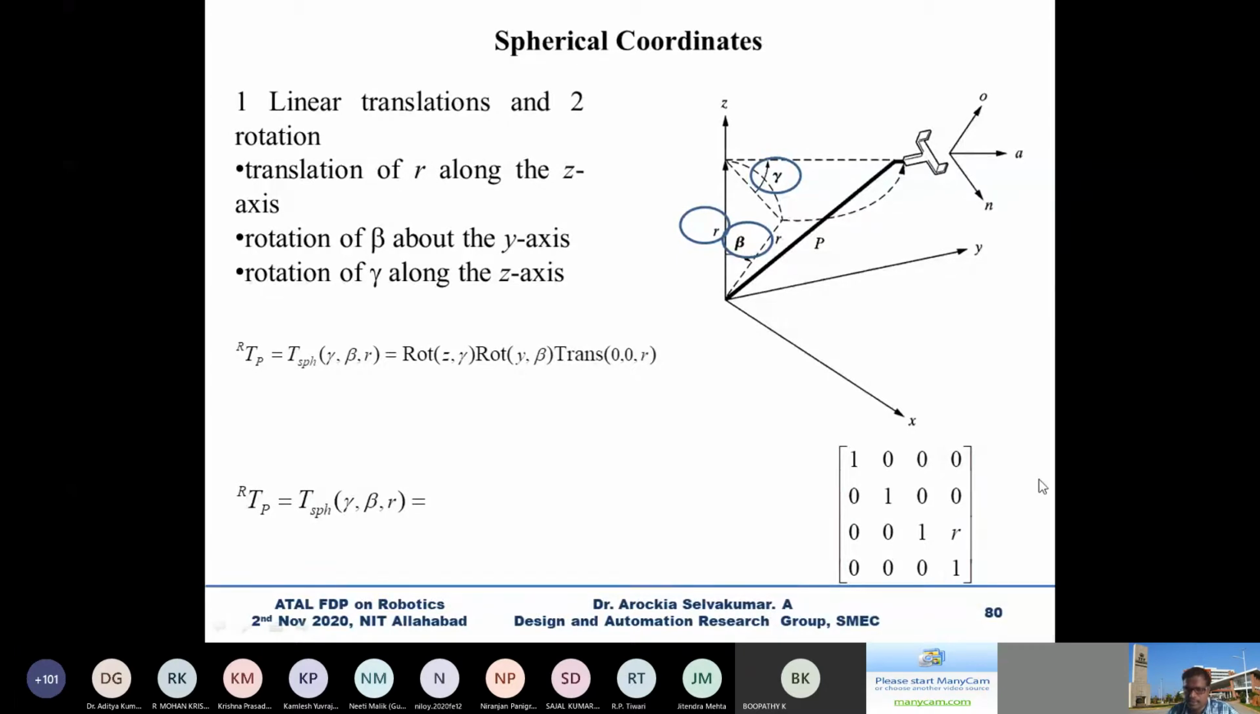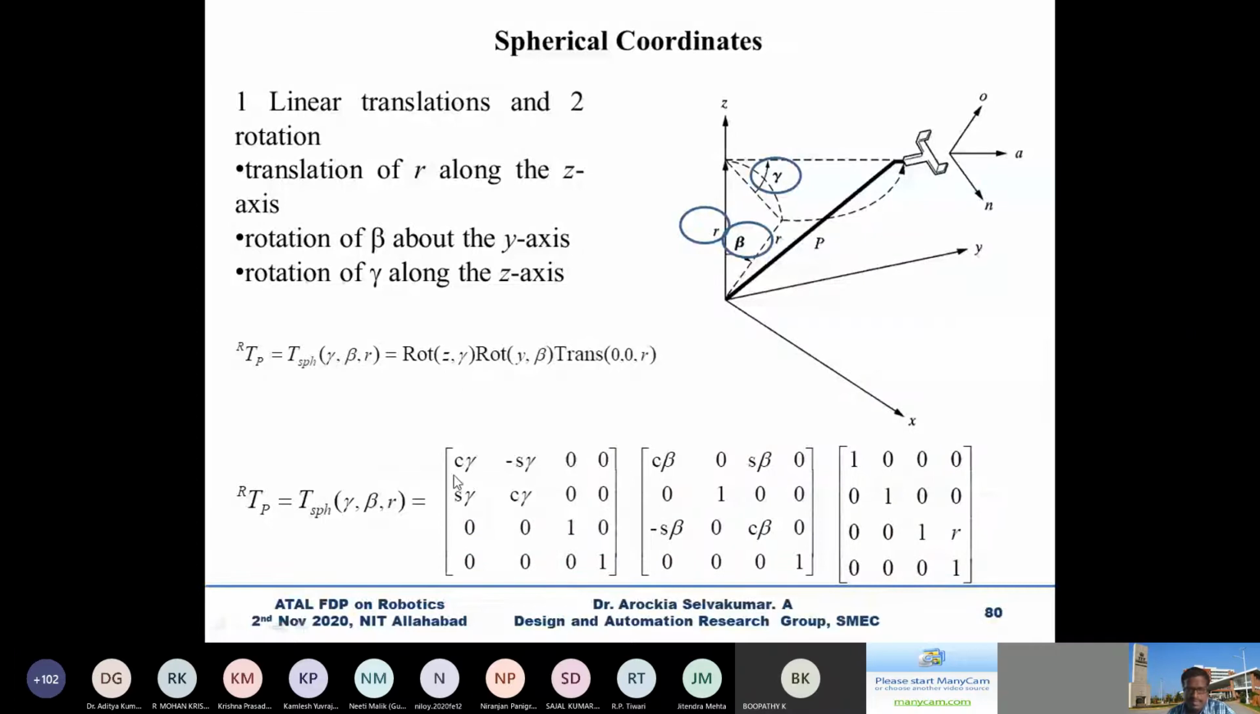So here you can see that R is denoting the translation along the z-axis, this particular one. Next, you have to give rotation about the y-axis. So you know the formula: cos beta 0 sin beta, 0 1 0, minus sin beta 0 cos beta. This is related to rotation about the y-axis. And then the last one is rotation about the z-axis: cos gamma, sin gamma, and then minus sin gamma and cos gamma.